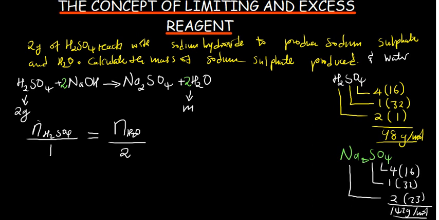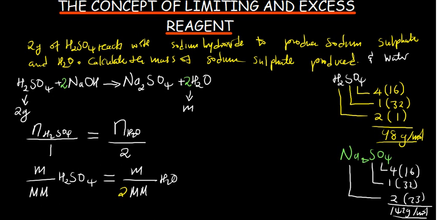So number of moles is mass over molar mass. So we're going to say mass over molar mass, for what? For sulfuric acid. And that is going to be equal to, we come here, number of moles for water, again, is mass over molar mass. For what? This side is for water. Now if you see, there was a 2 down here, so we are also going to put a 2 down here. So if you leave out that 2, you are going to get it wrong again.